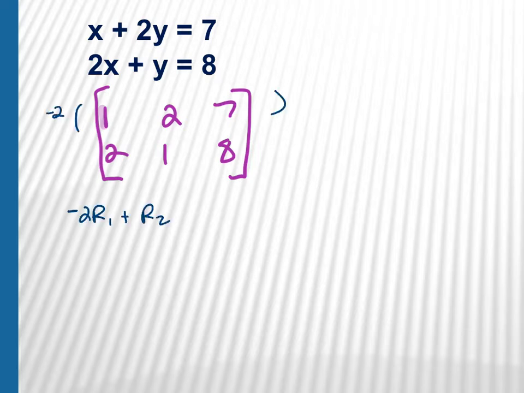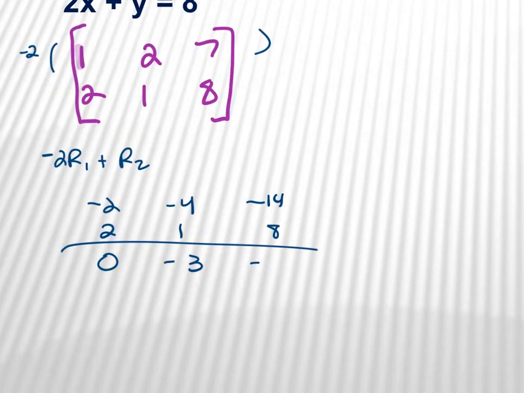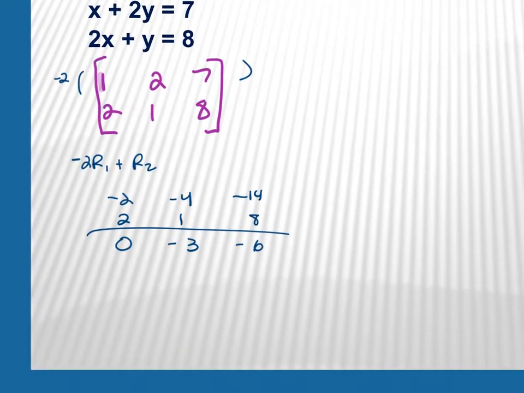So -2, -2, -4, -14, 2, 1, 8, 0, -3, -6. That's going to replace row 2 because row 1 was already fine. So 1, 2, 7, 0, -3, -6. Now I need a 1 here. If I add it with row 1, I lose the 0, so I don't want to do that.